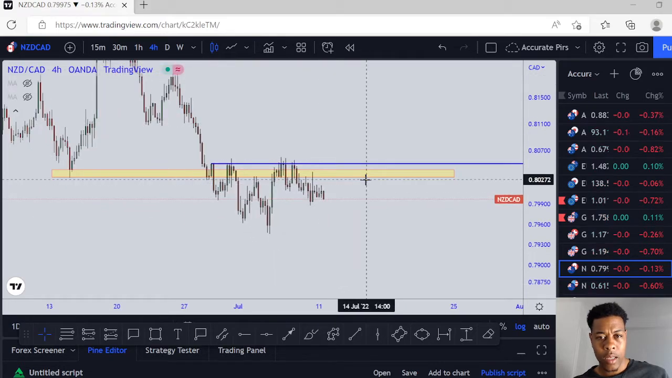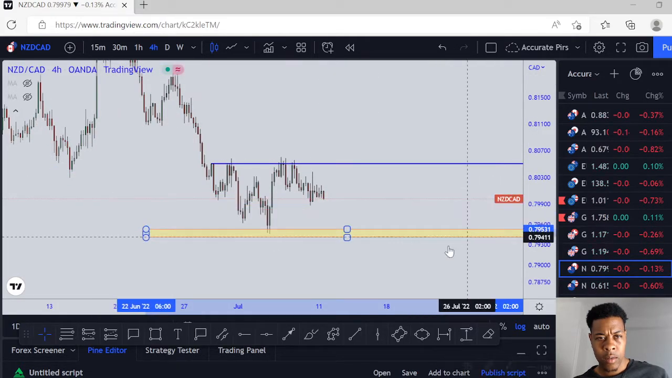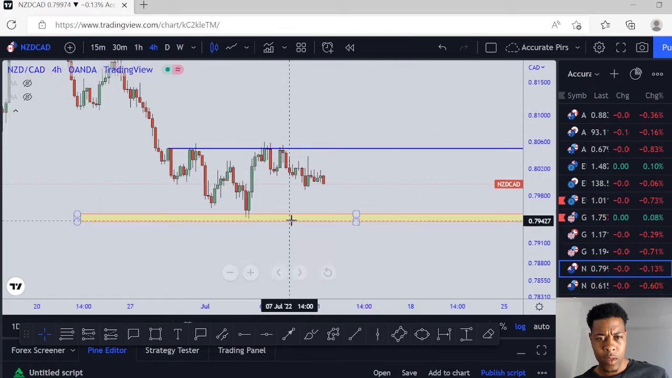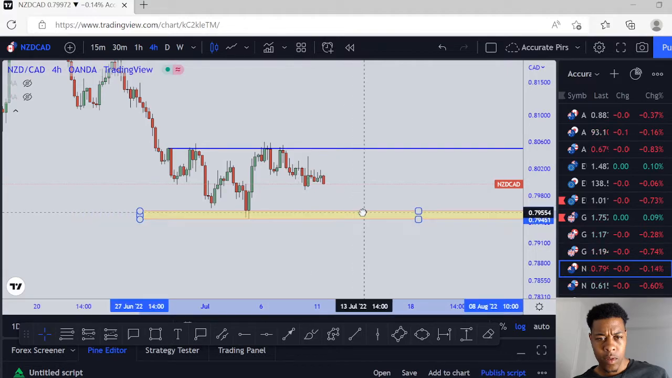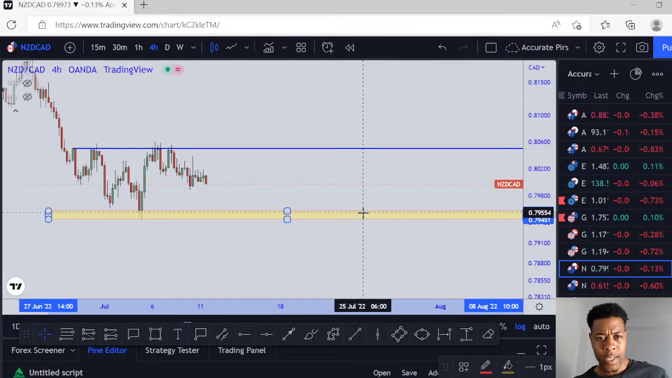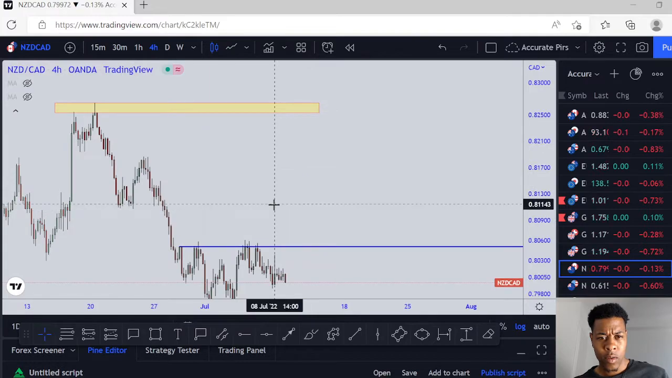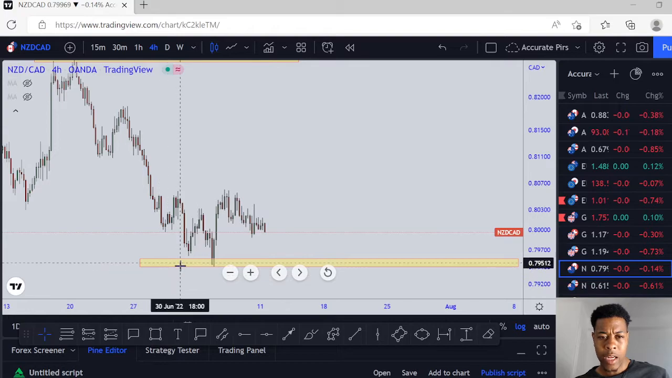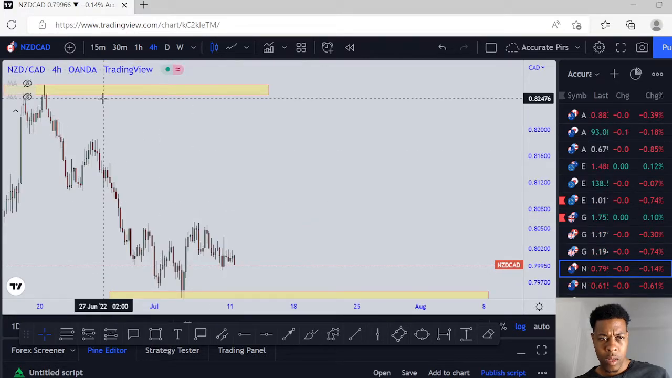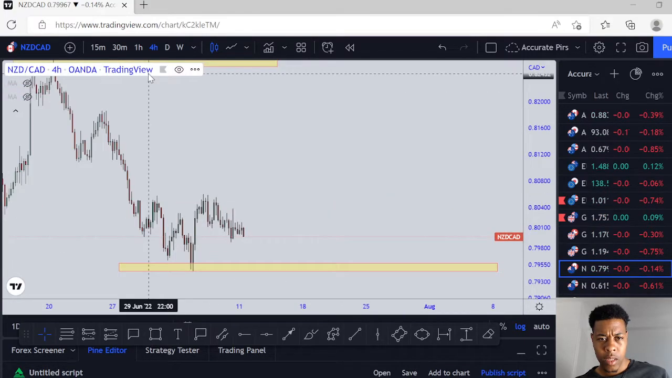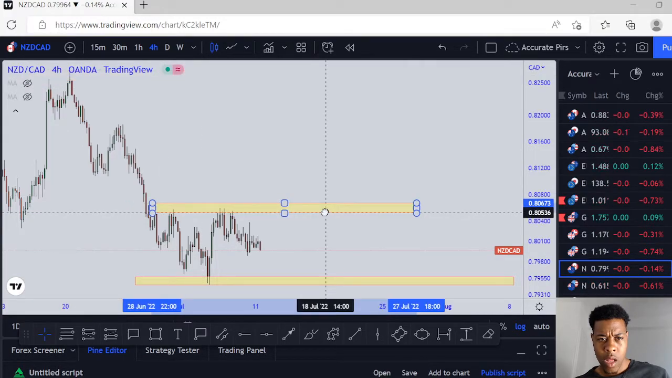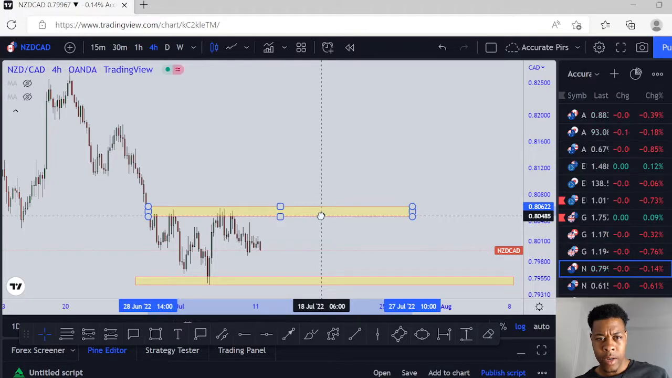AUD CAD. It's a bit choppy, isn't it? So this is going to look like it's going into a consolidation zone right now. So I'm going to highlight this area here as my support level, which means, as you should all know, this level right here at 0.080 is going to be my resistance level.